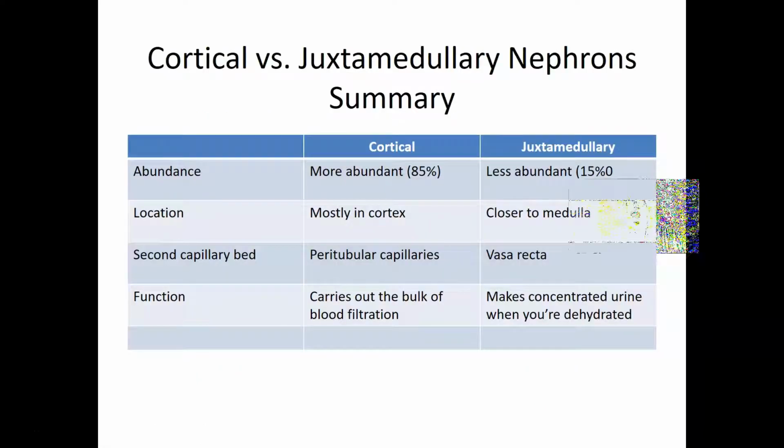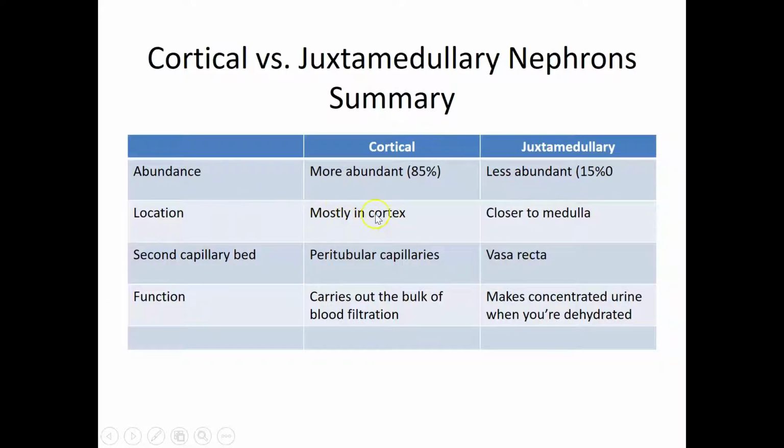All right, so this table is summarizing the main differences between the cortical and the juxtamedullary nephron. I didn't mention this one. Cortical nephrons are much more abundant, making up about 85% of the total of all nephrons, whereas juxtamedullary nephrons are the remaining 15%. That should read 15%.